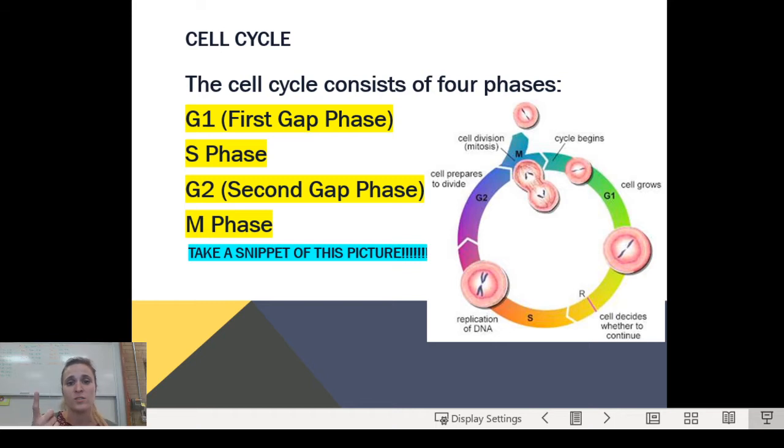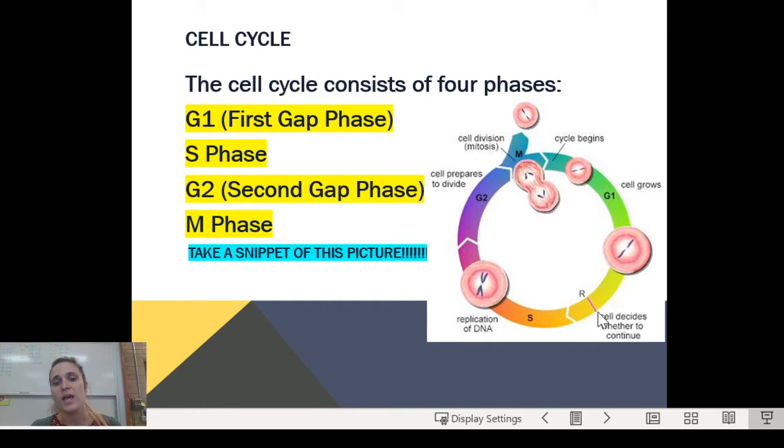So you have G1, which is the first gap phase, the S phase, G2, the second gap phase, and then the M phase. And if you're looking at this here, you can see G1, this is where the cell is growing, okay? So in G1, the cycle begins here, and the cell is going to grow in G1. So you're going clockwise. It's kind of easy because that's how we generally do life, right? The cell is going to start here, and it's going to start growing.